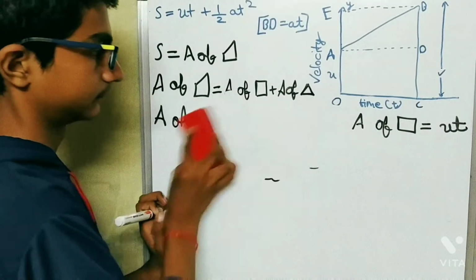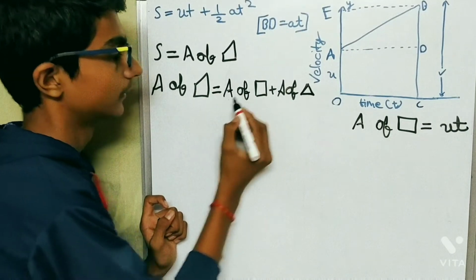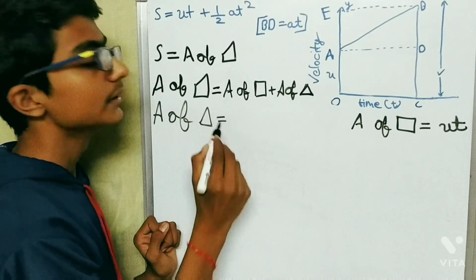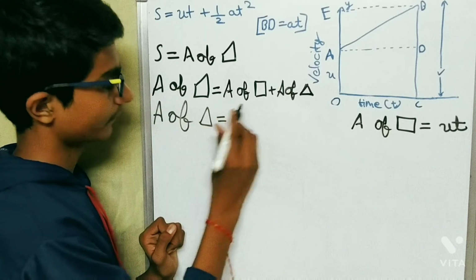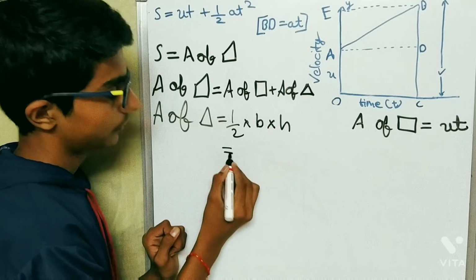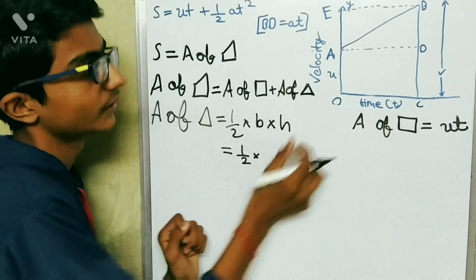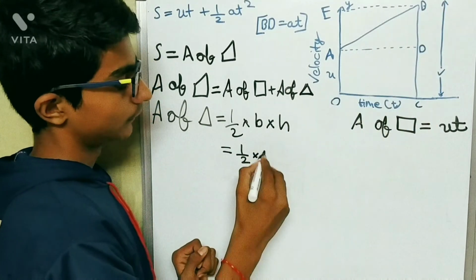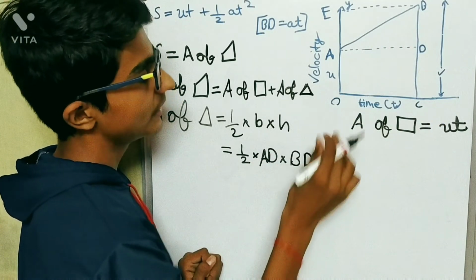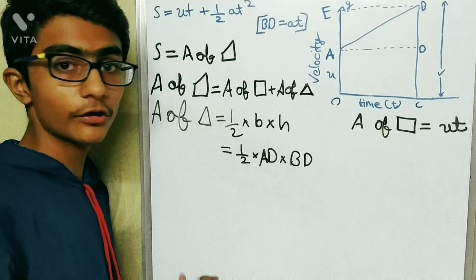Now we will find the area of the triangle. The area of a triangle is equal to 1/2 into base into height. So here 1/2 will remain as it is. The base here is AD and the height is BD. Now BD is equal to at. We got this answer by doing the first derivation.